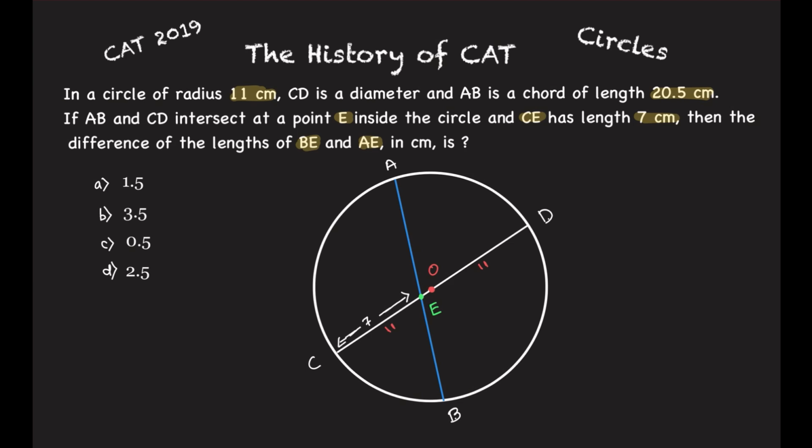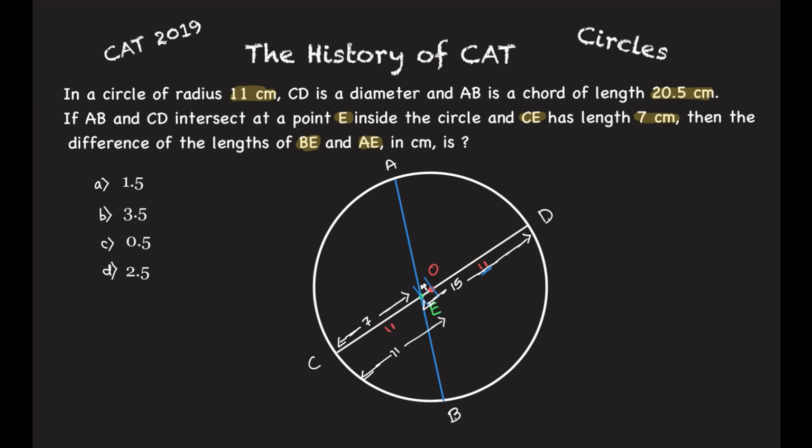Now if you know this entire part is 11, what will be remaining here? The short part will be 4, because this entire thing is 11, till here. So this short part will turn out to be 4. This is 4 and this is 11. 4 plus 11 will be 15, so this entire part will turn out to be 15. So this is what we understand: CE is 7 and ED is 15.